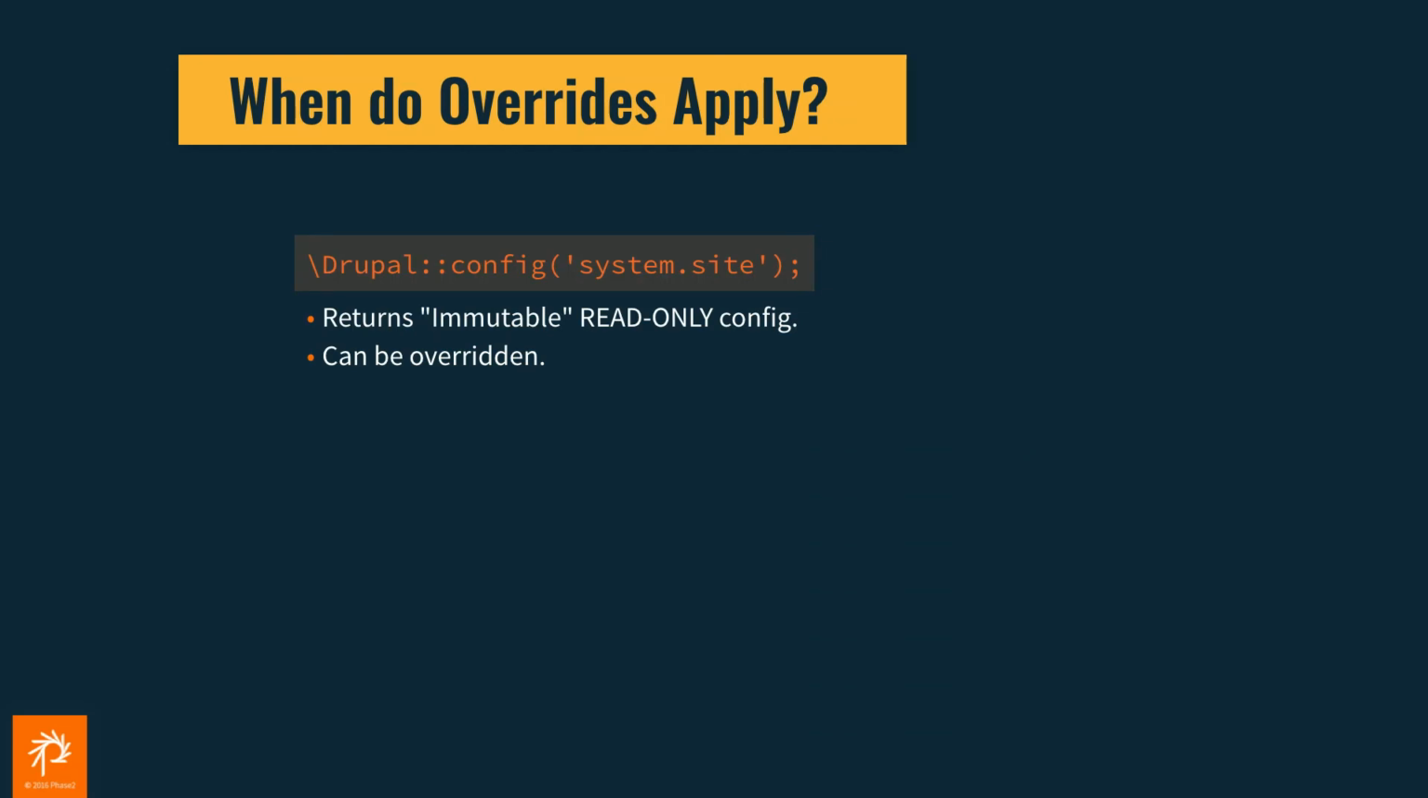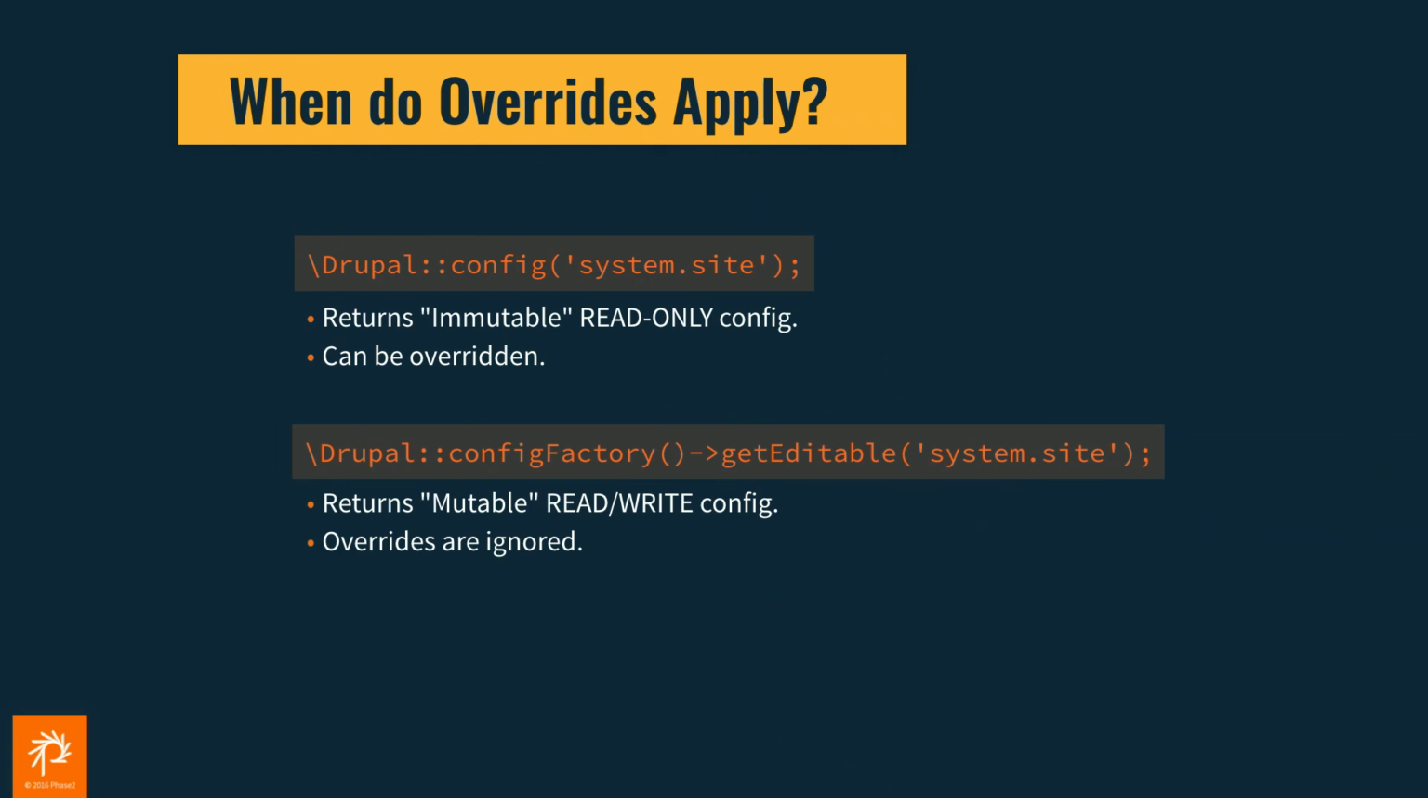So two ways of overriding. Overrides depend upon how different modules are getting config. There are two different ways to load config in D8. You can call config, and this gives you read-only config. This is config that can be overridden. So if I override my system.site in settings.php, I'm going to get the overridden value.